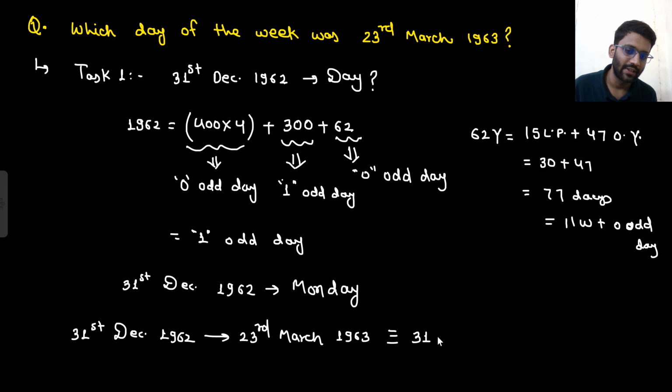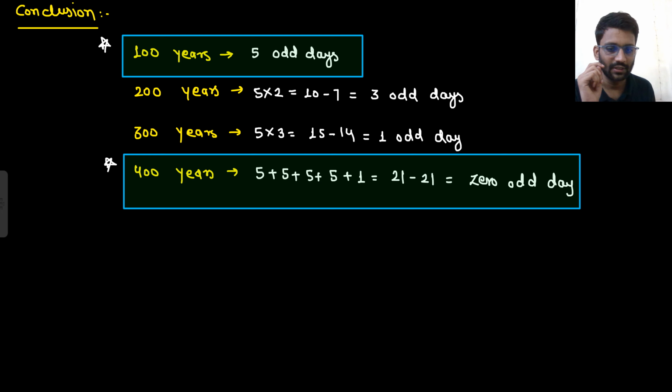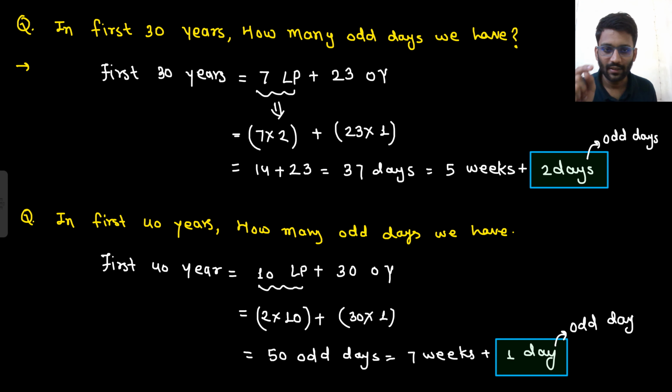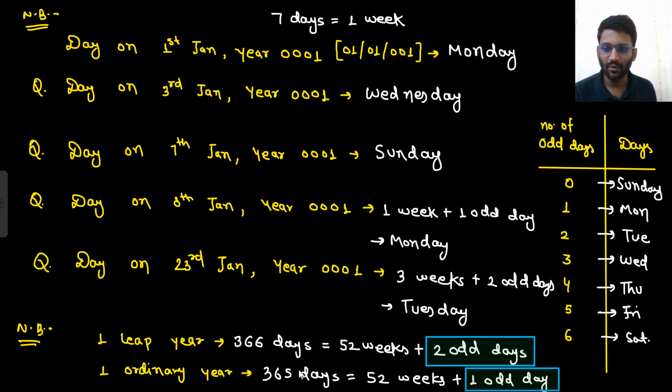31 days of January in 1963. Is it a leap year? No, it is an ordinary year. So how many days will February have? I need to write this here, since we talked about leap years.